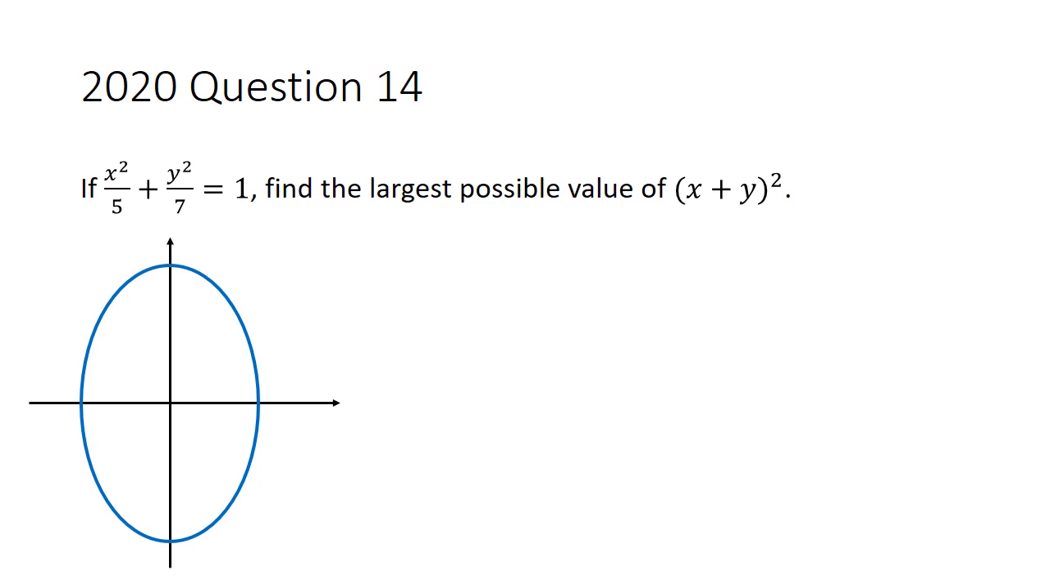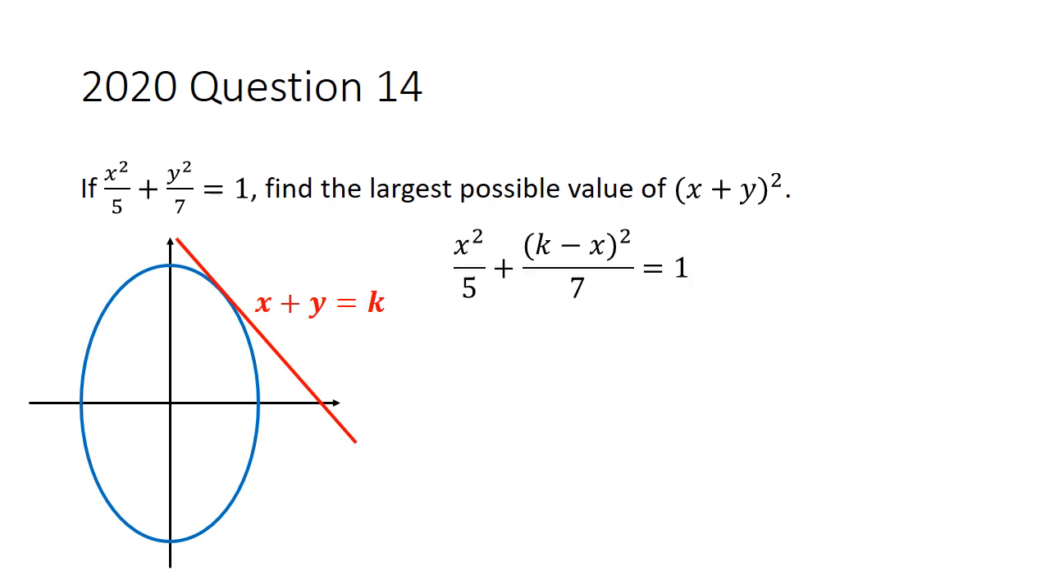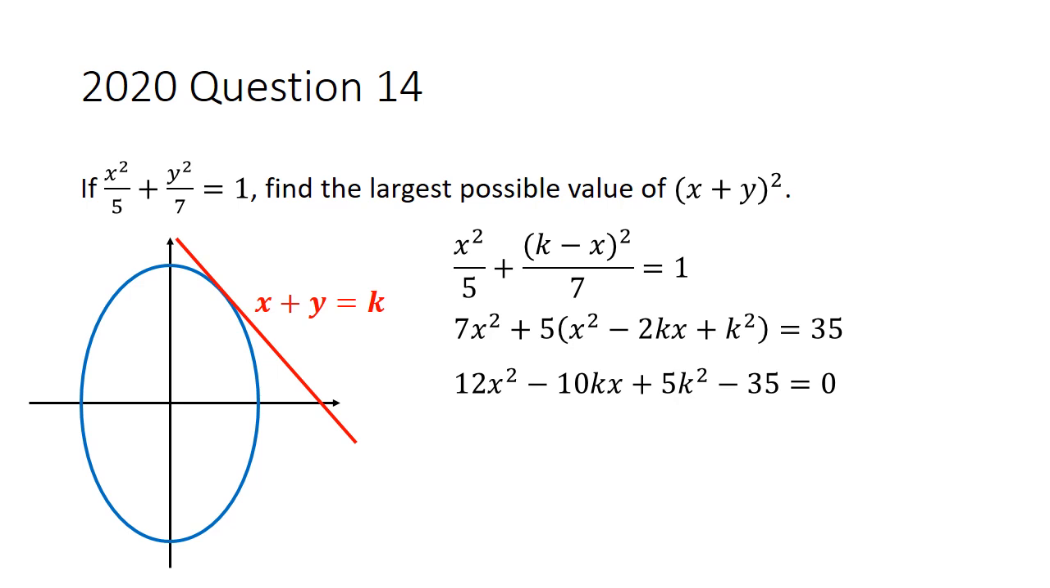If we draw the line x plus y equals k, that's actually this red downward sloping line with a gradient of -1. And we can make y the subject, so y equals k minus x, and solve using simultaneous equations. We sub that into the original equation. It will give us x squared over 5 plus (k minus x) squared over 7 equals 1. We expand the (k minus x) squared and multiply by 35 throughout, and we can simplify this equation to get 12x squared minus 10kx plus 5k squared minus 35 equals 0.